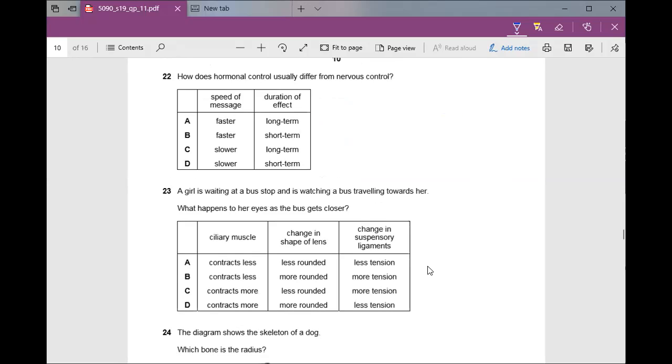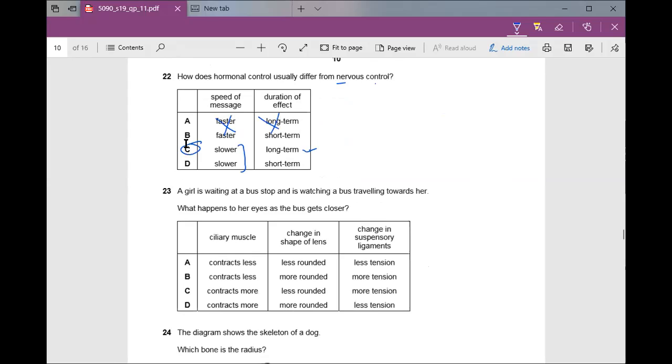Number 22 is, how does the hormonal control usually differ from the nervous system? At that time, speed of a message in the hormone is mostly slower. We are not talking about adrenaline, but all the hormones, their speed of message is slow. So it means both the actions are wrong. Effect is always long term, except adrenaline. Okay, so C is the correct answer.